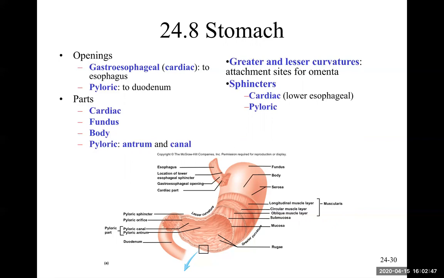So there is some smooth muscle right here coming from the stomach, and it narrows that opening between the esophagus and the stomach. That narrowing makes it harder for food to go in reverse. True sphincters will not allow material to go in reverse, right?